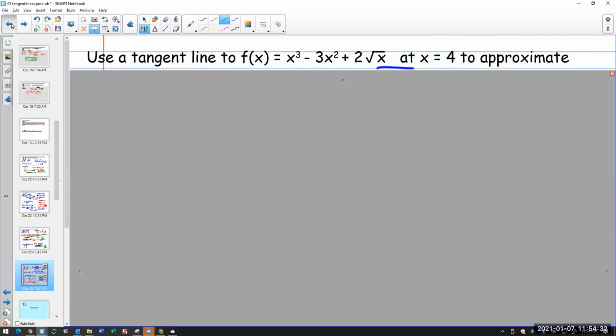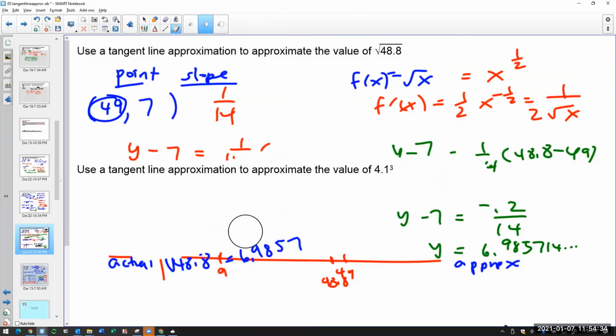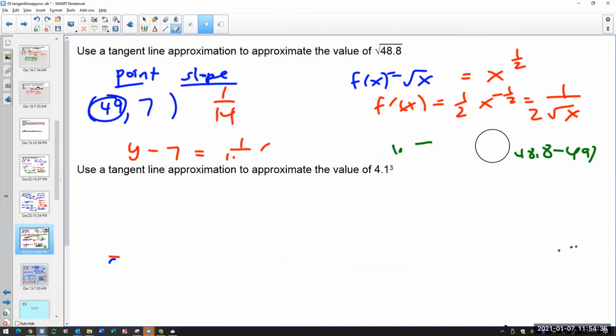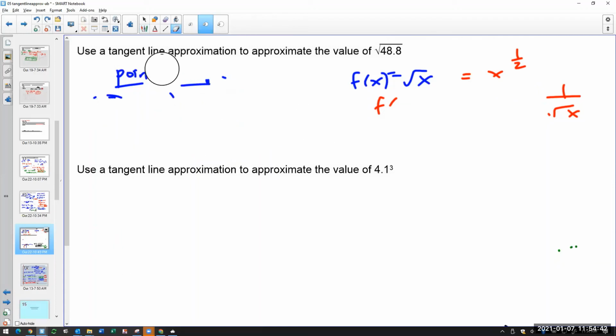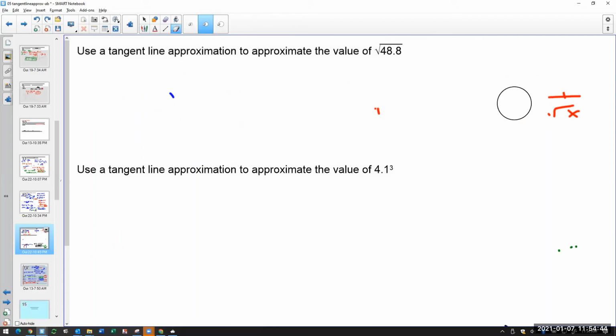All right, let's do one more problem. This one right here, 4.1 raised to the third. And this is how your test is going to look. I'm not going to tell you the function. I'm not going to tell you the point. You have to figure out your point and your function yourself, okay?